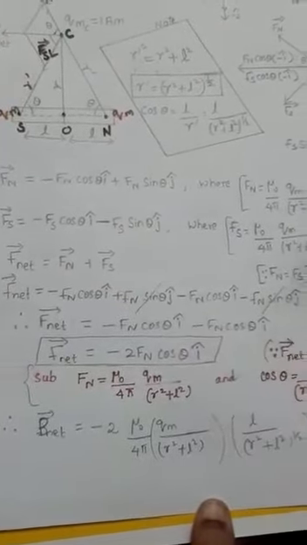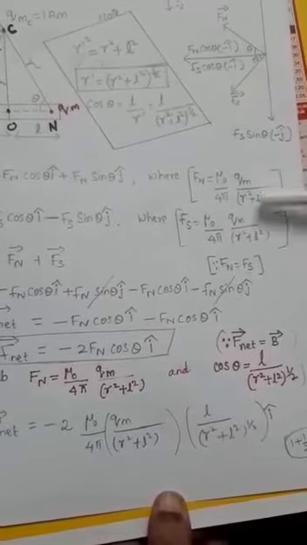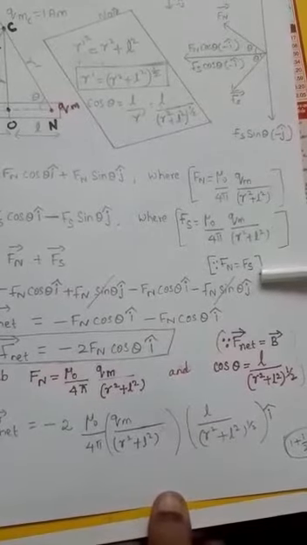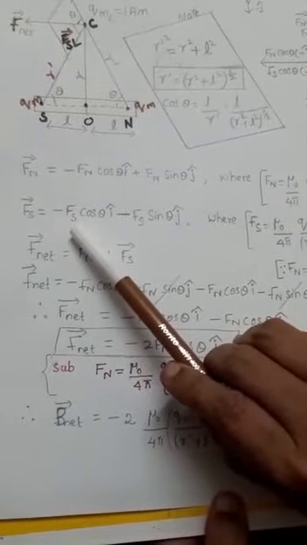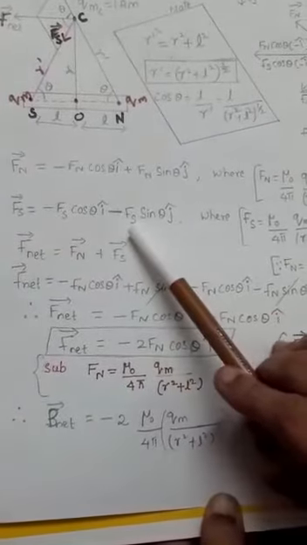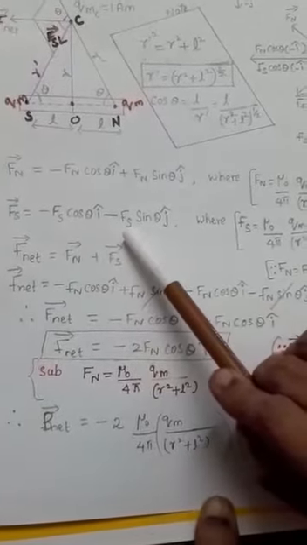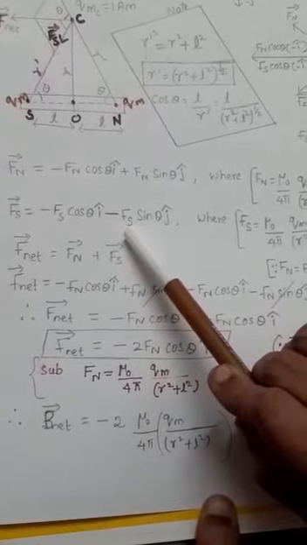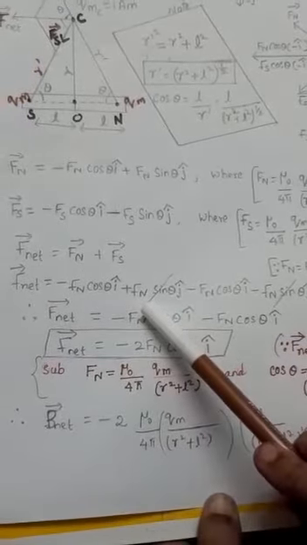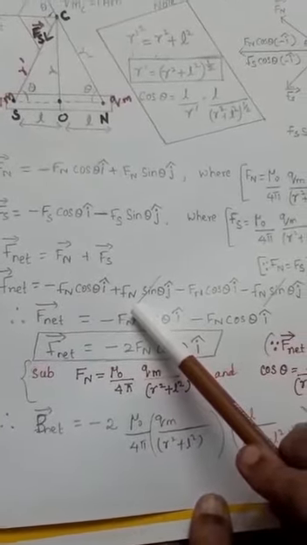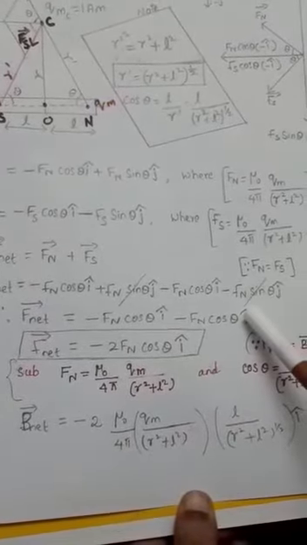If you look here, the magnitude of Fn and Fs are equal. That is why I have written Fn is equal to Fs. For simplification, instead of Fs you can write it as Fn here, children. You can write it as Fn cos theta, and here you can write it as Fn sin theta. So while adding this, you will get Fn cos theta I cap plus Fn sin theta j cap minus Fn cos theta I cap minus Fn sin theta j cap.